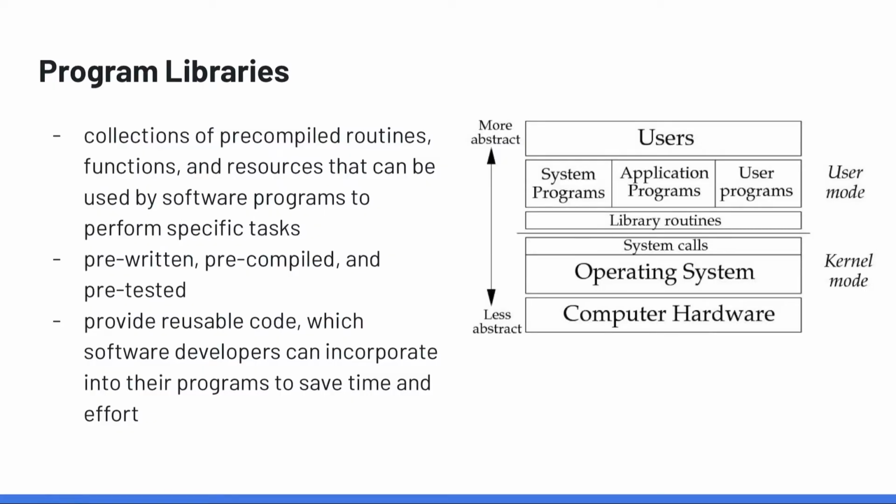Now that's kind of it for utility software. We're going to cover some other random concepts involving operating systems. And the first is something called program libraries. Now, this can be difficult to understand.